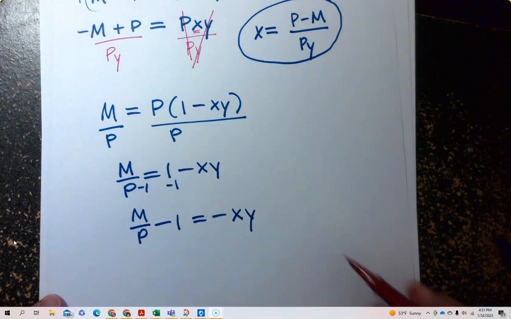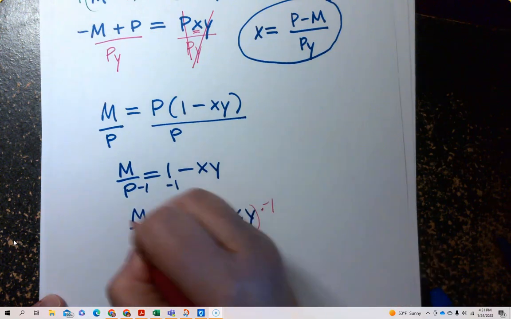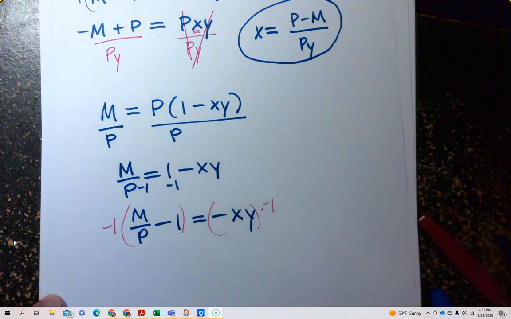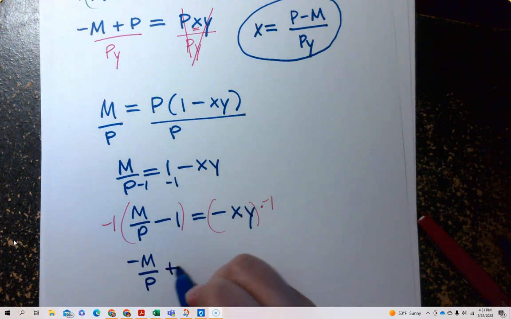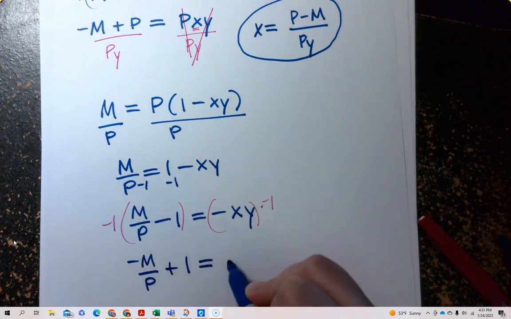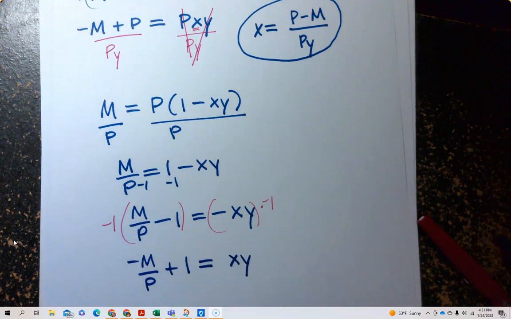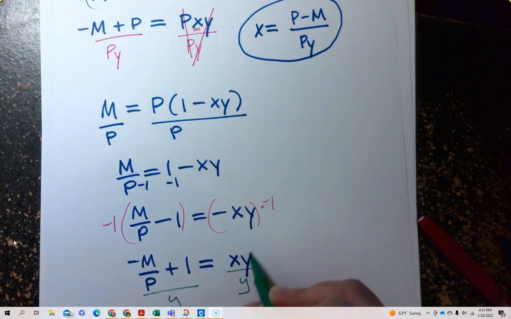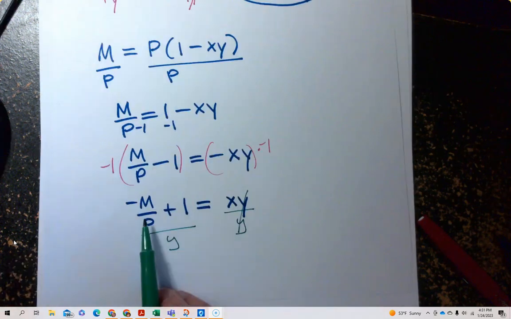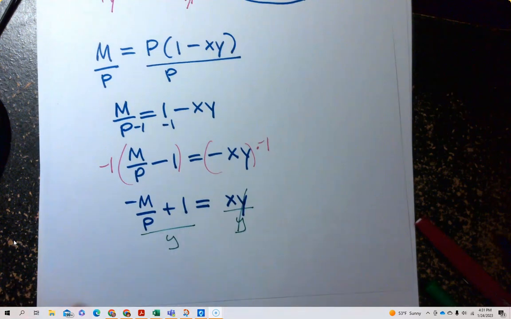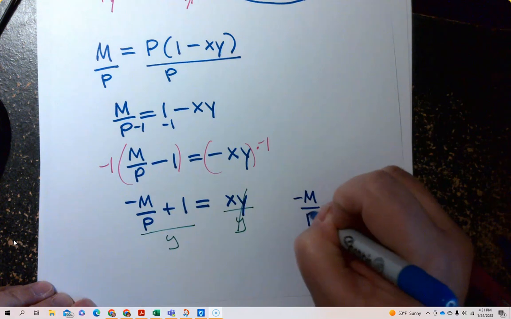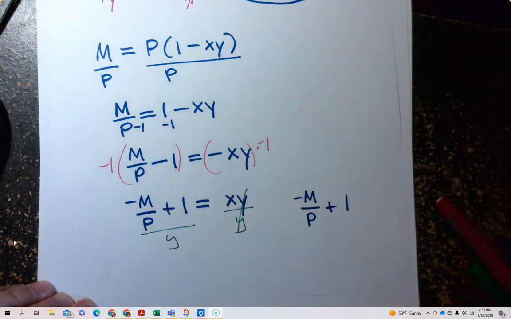I'm going to multiply by -1. Okay, so that gives me negative m over p, -1 times -1 is +1, equals xy. And then the last thing I need to do here is divide everything by y, and x will be alone. Dividing this whole thing by y, when you divide a fraction by something else, basically that just pops into the denominator. So dividing the negative m over p plus 1 by y does this.